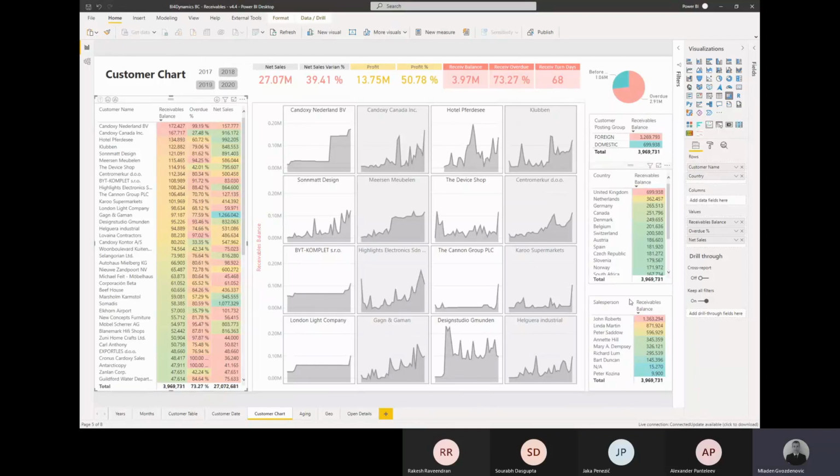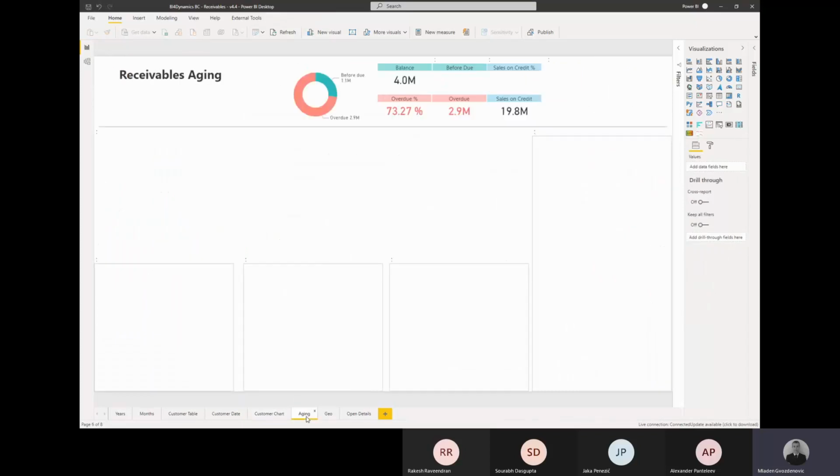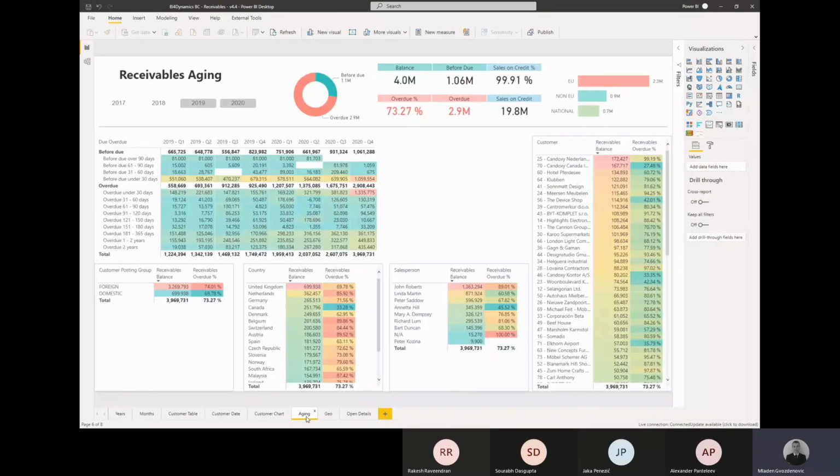Okay, so these are some of the dimensions that we can filter. What we have in our receivables is aging, because when we say it's overdue, yes, it's overdue, but how many days overdue? Is it 1 day overdue? 1 year overdue? Tell me. So the software will tell you, okay, this is the structure of your receivables.